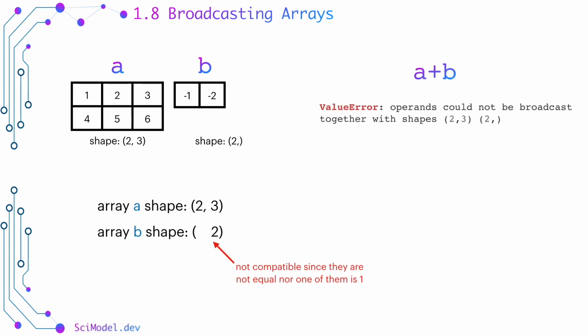Now, in this example, array A has shape 2 by 3 while array B has shape 2 only. Arrays A and B are not compatible in the last dimension since they are not equal nor one of them is 1. Therefore math operations cannot be done. The same concept can also be applied to three-dimensional arrays.